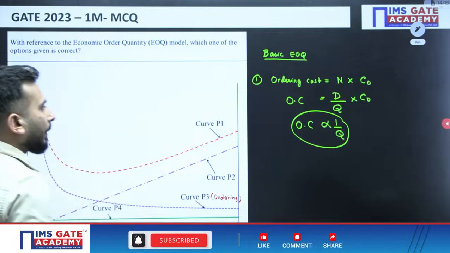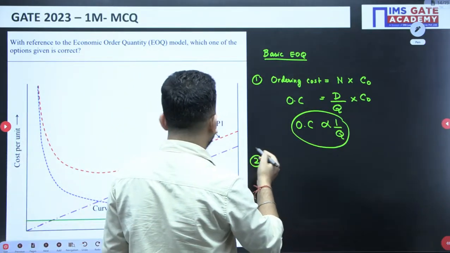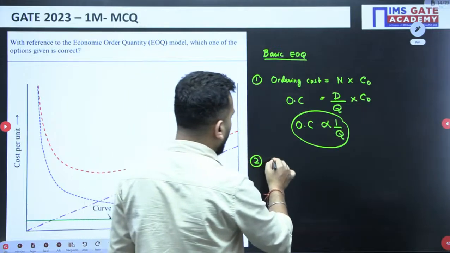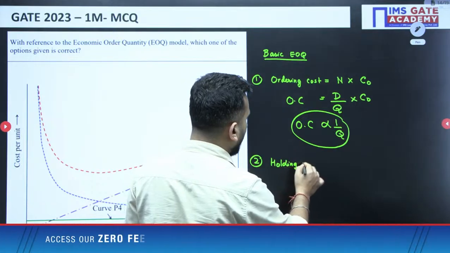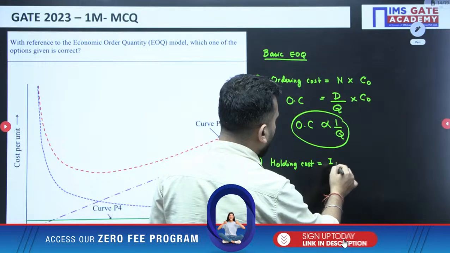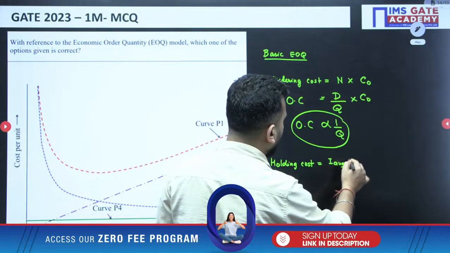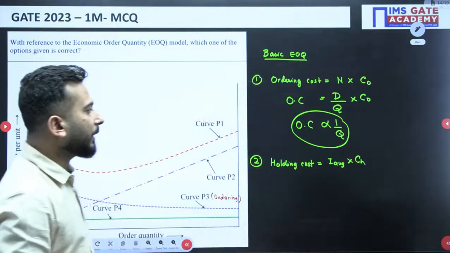So curve P3 is the ordering cost. Now what about the holding cost? Holding cost is nothing but the average inventory into the cost of holding per unit per item.